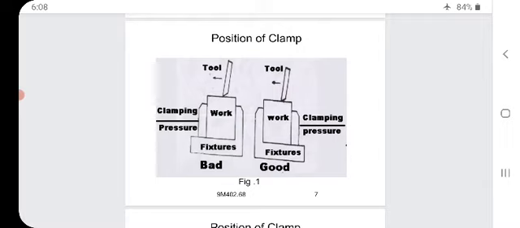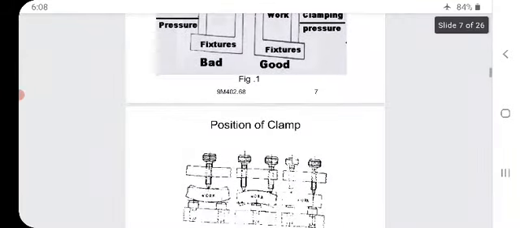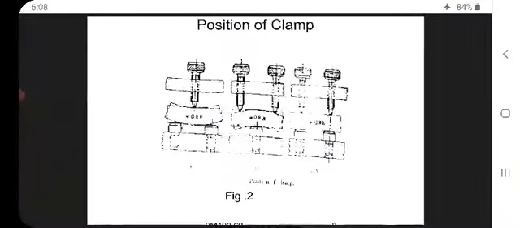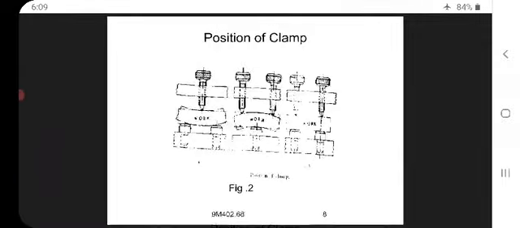See, the clamping pressure in the bad one we see from the left side, and in the good one we see the clamping pressure from the right side, that is, from my side, and you will also see the tool movement there. In that way we have to decide the position of a clamp. I think you have understood. So, see the position of the clamp here.